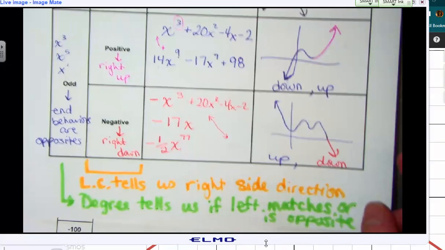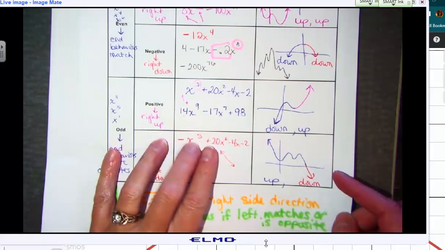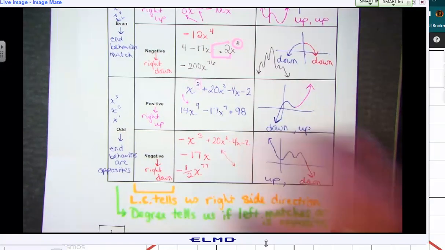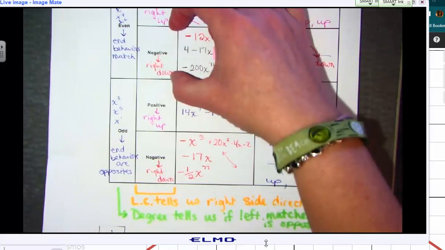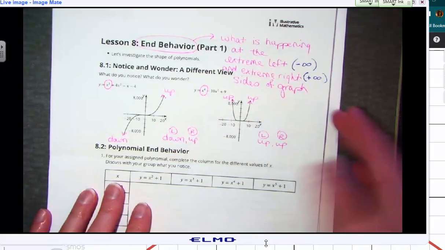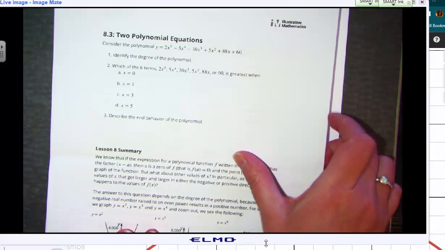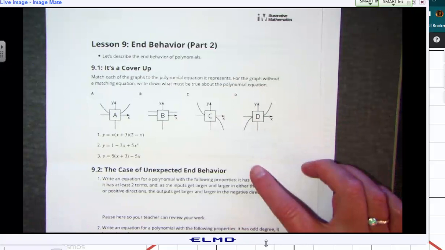So we have some examples written down. You can certainly go to Desmos and graph any equation that you have and see if it is an even or odd degree, positive or negative leading coefficient, and see what that graph might look like. Let's go back to our book. We're going to skip section 8.2 and 8.3. Okay. And we're going to try that warm up here for lesson 9. Okay, it's a cover up.